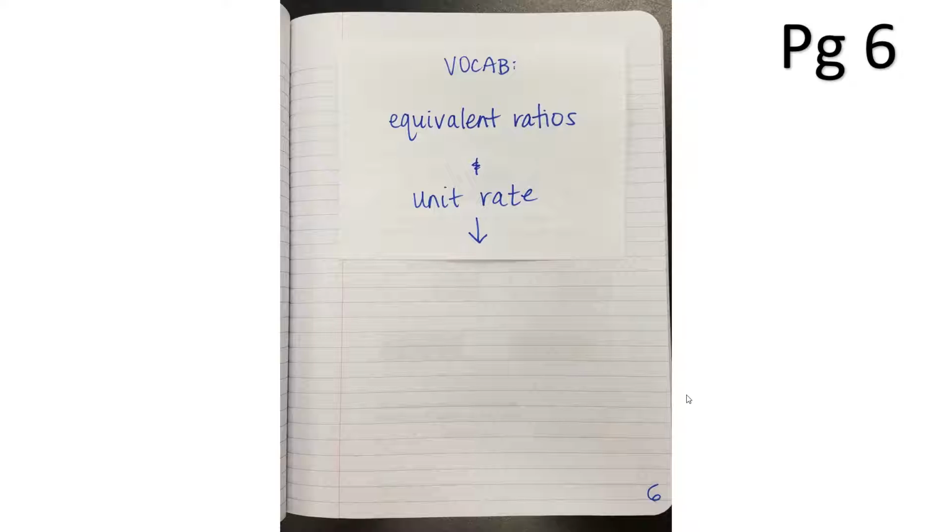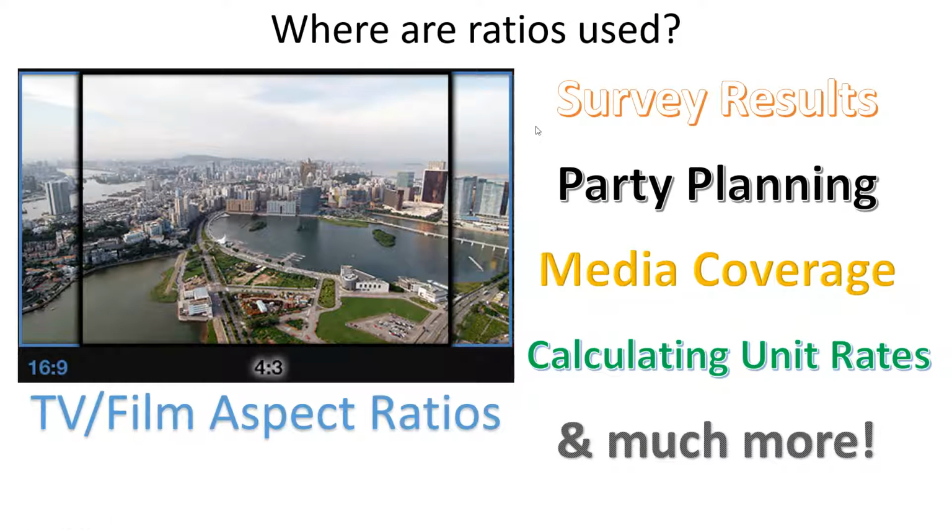This is how I would like you to add your vocab to your notebook. You would fold the vocab sheet over and write the vocab words on it. We'll be covering unit rate next week. So this goes on page 6 of your notebook.